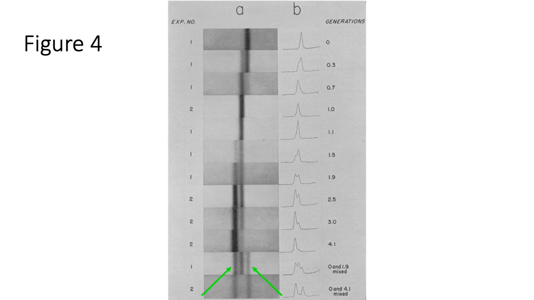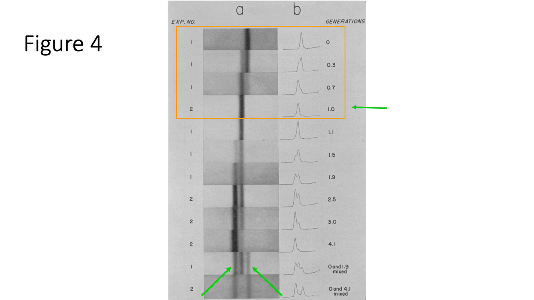Now, if you look straight up, those bands line up exactly with the band we see at the 0 time point, at the 1.0 time point, and the two bands we see at the 1.9 time point. And what are we looking at there? Well, the two bands I have highlighted in yellow are the N14 and the N15.